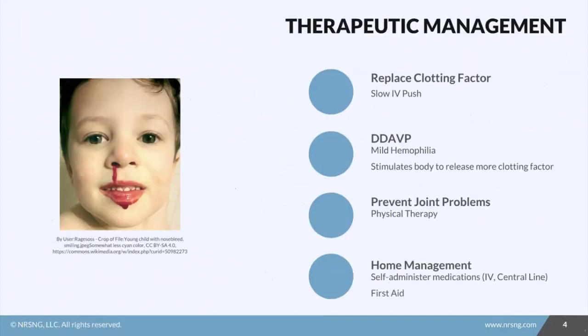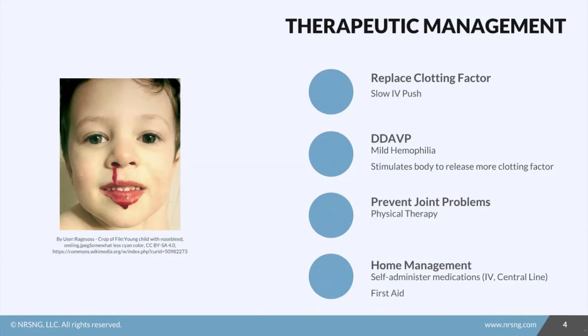Management of hemophilia is pretty straightforward. Basically, what we're doing is replacing the clotting factor that's missing, and we give these clotting factors usually IV push. If a child has a severe case of hemophilia, they're probably going to get these clotting factors prophylactically.